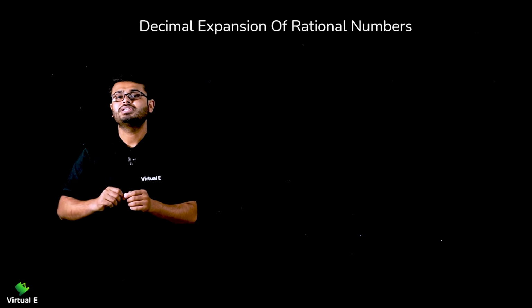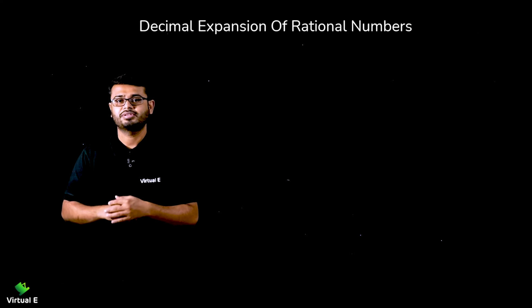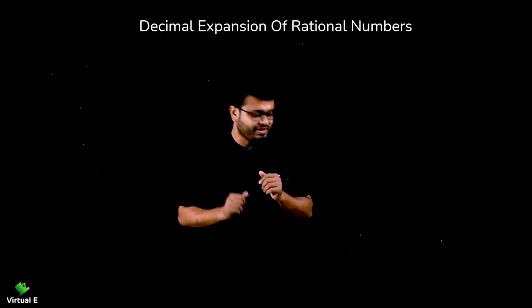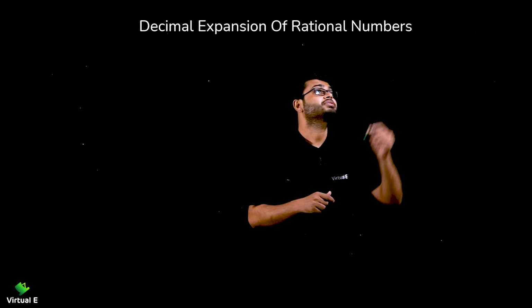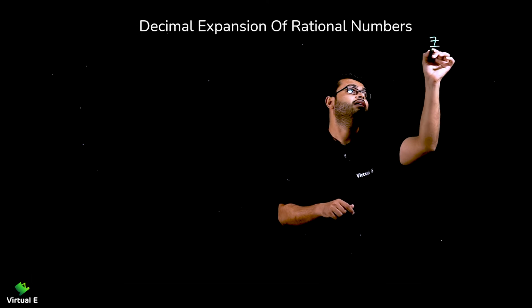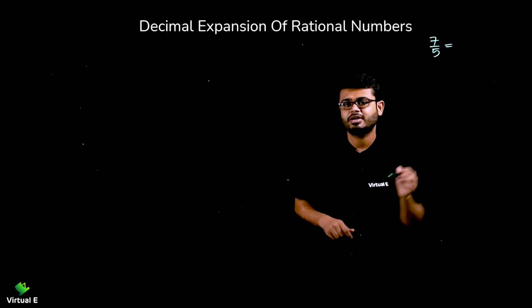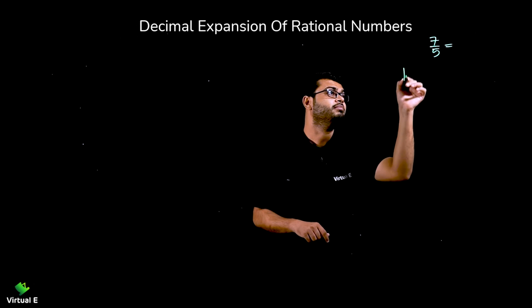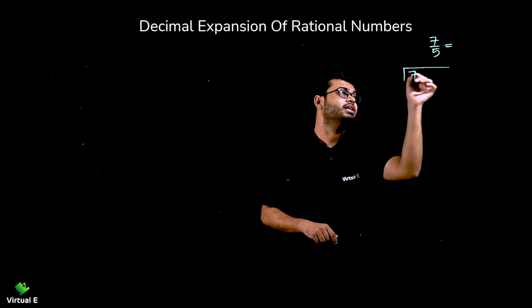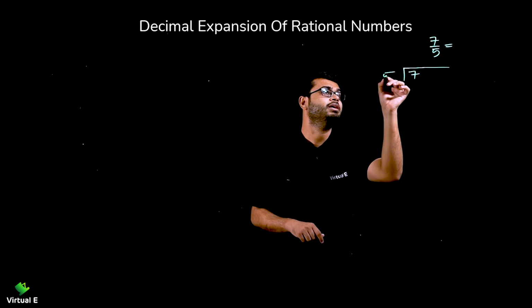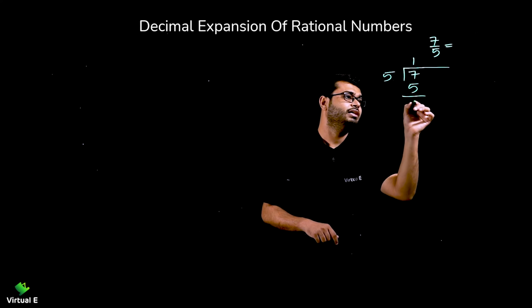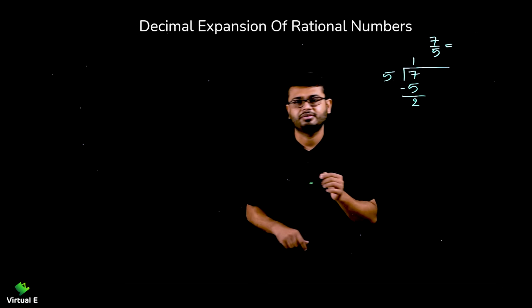Now let's do the decimal expansion of a few rational numbers. Let's start with the first question, that is 7 by 5. So I'm taking here 7 by 5 and I want to get the decimal expansion of this rational number. How shall we approach? Remember, the numerator will go inside as the dividend and 5 will be the divisor. So let's start. 5 ones are 5 and 2 as the remainder.